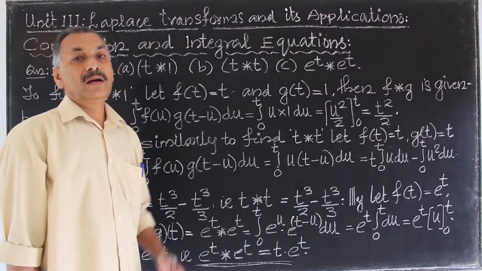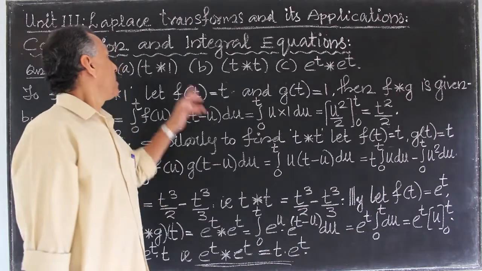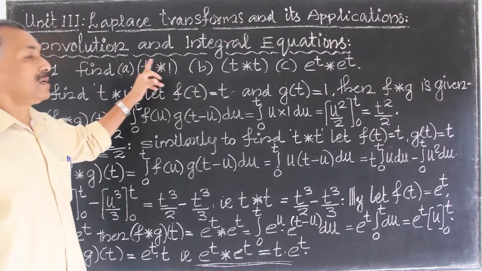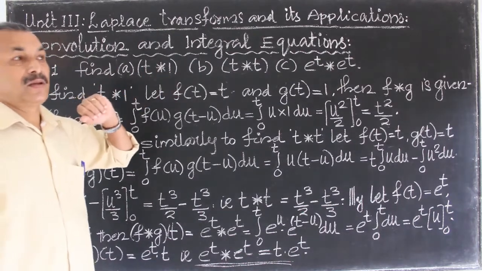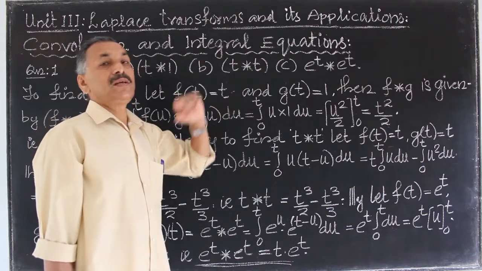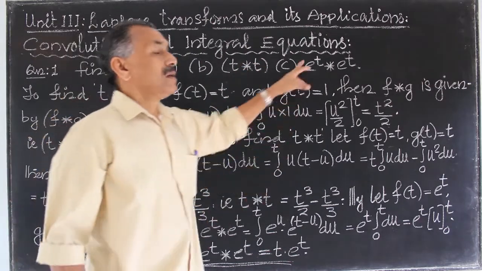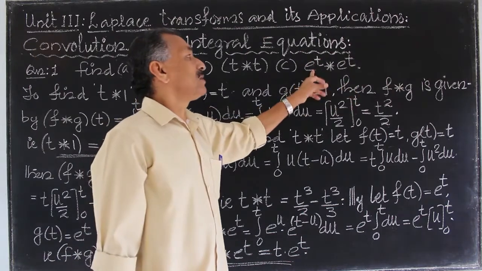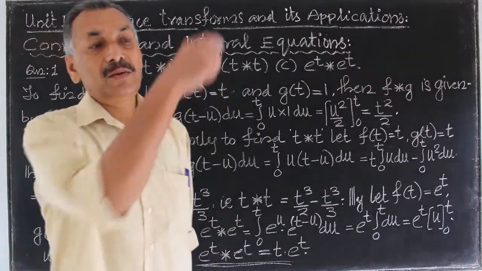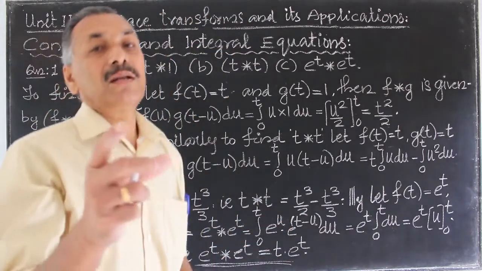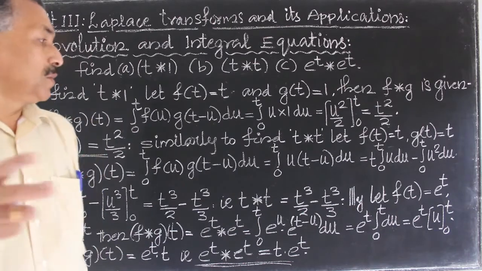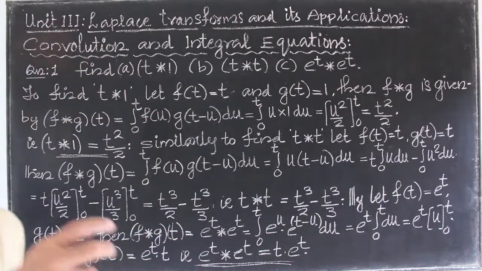Second, there are two functions in the convolution. To find t after 1, let f of t be equal to t and g of t be equal to 1. To find t after t, f of t is equal to t and g of t is also equal to t. For e raised to t after e raised to t, f of t is equal to e raised to t, g of t is equal to e raised to t. Then we mark and choose the two functions in the convolution. This is important.